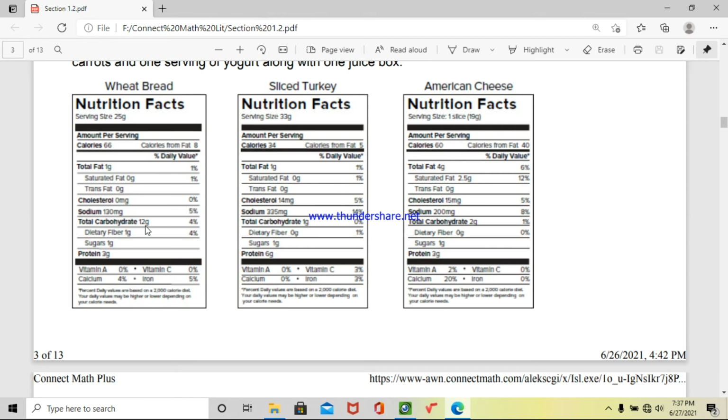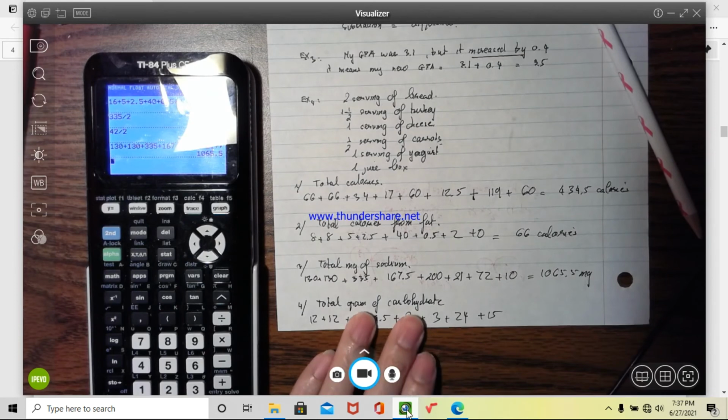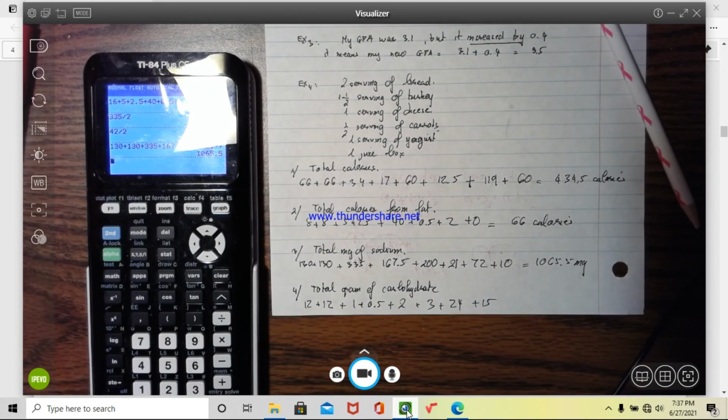When I have 7, so it will be 1 and 0.5, right? And we have 2, right? Plus 2, because we have only 1/7 of cheese. And we have half 7 of carrots, so it will be 3, right? Because 6 divided by 2 is 3, so we have 24, right? And we have 15. All right. So I'm going to add them up.